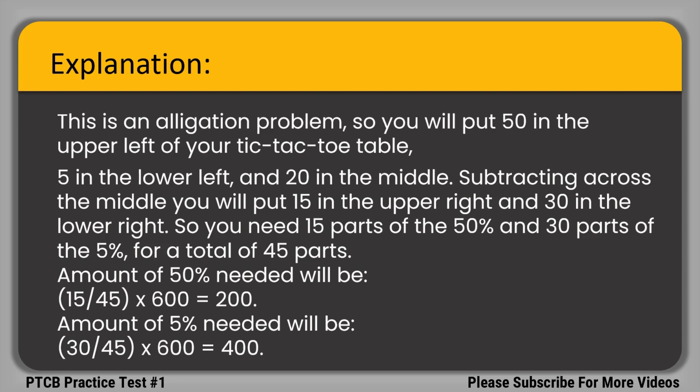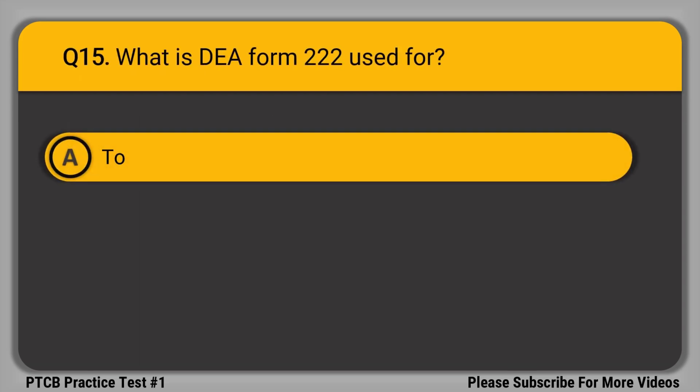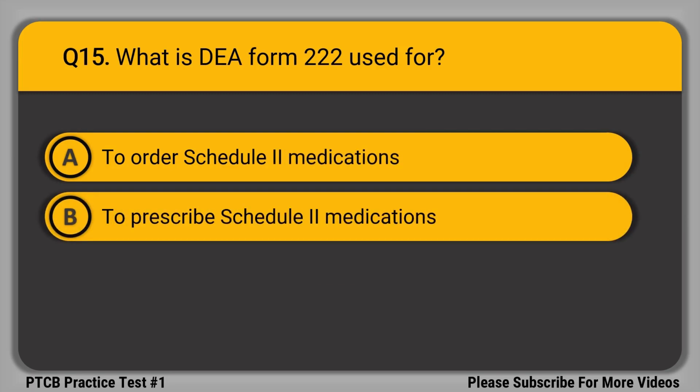The amount of 5% needed will be 30 divided by 45 times 600, which will equal 400. Question 15. What is DEA Form 222 used for?